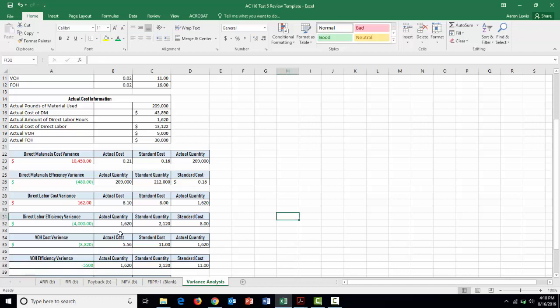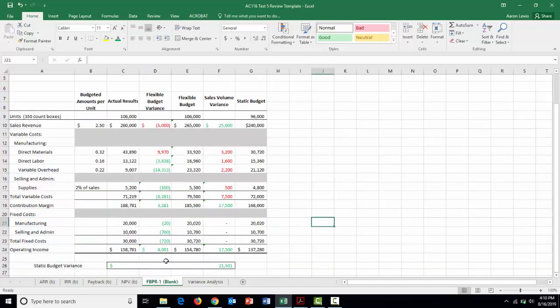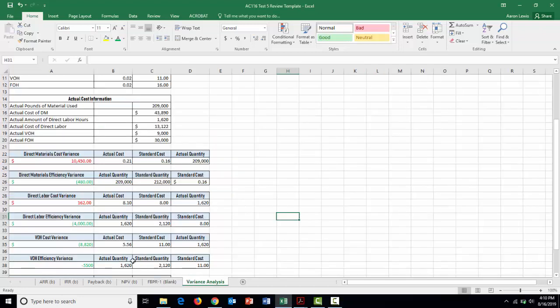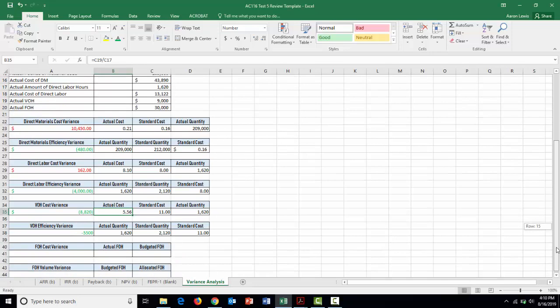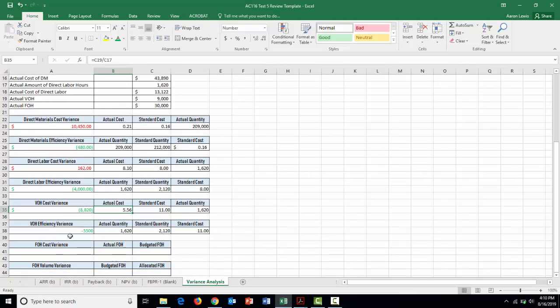So we have two hugely favorable VOH variances, and when we go over here, we see that our variable overhead variance was 14,313, very favorable, which is conveniently pretty close to the sum of these two numbers. You might ask why it's a little bit off, and it's because Excel doesn't round this to the nearest penny. I'm fine with that. You can just leave it that way. So, variable overhead cost variance.